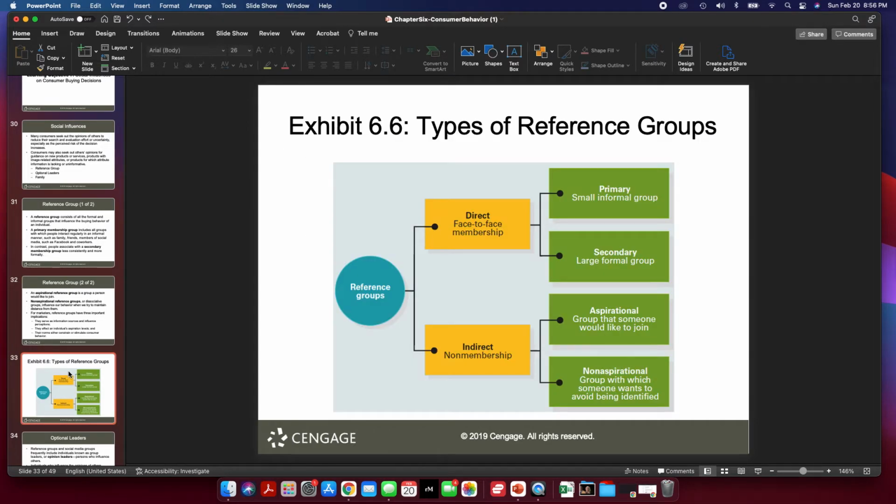And we talked about the types of reference groups, and here's a great graph that the book shows you, right? You have direct and indirect. In your direct group, you have primary and secondary. And then indirect, you have your aspirational and your non-aspirational.